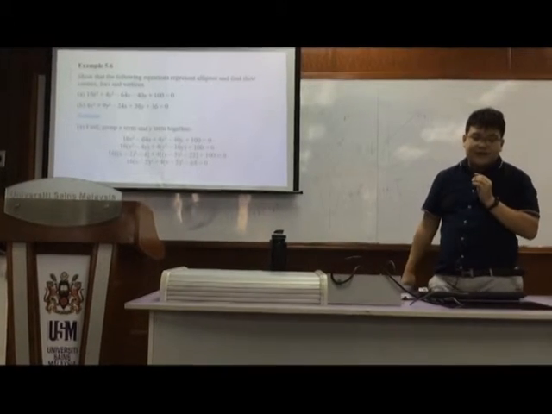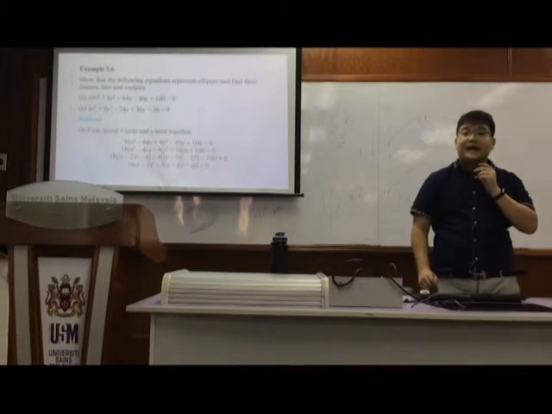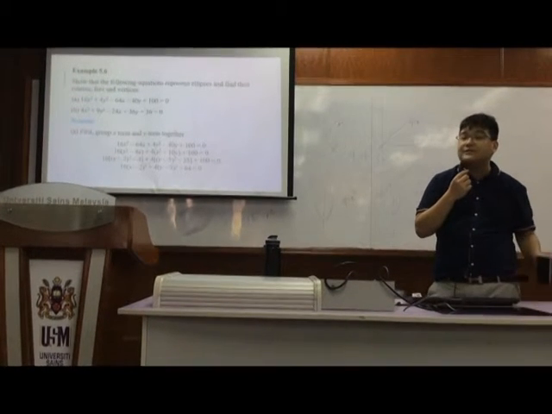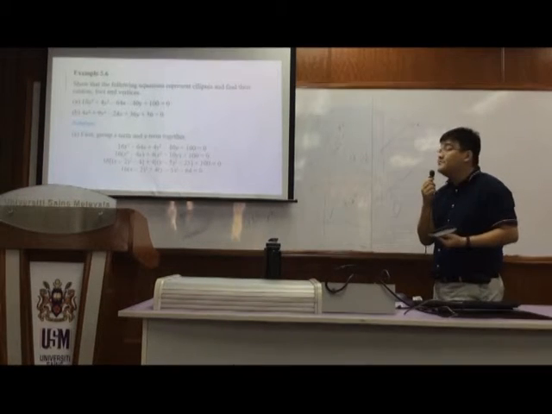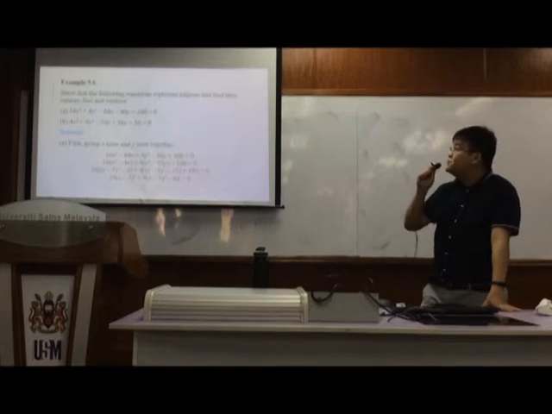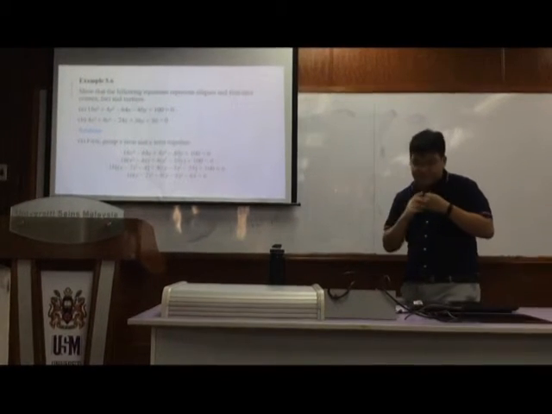Example 5.6. Show that the following equations represent ellipses and find their center, foci and vertices. So just now we had the foci and the vertices to find the equation, right? So now we have to find the foci and vertices from the equation.